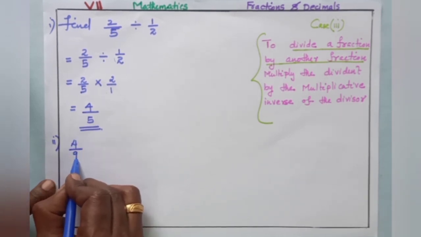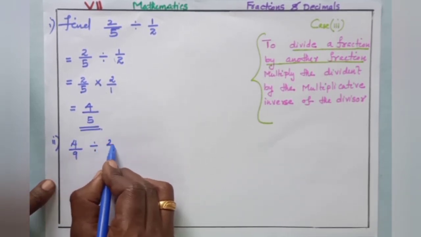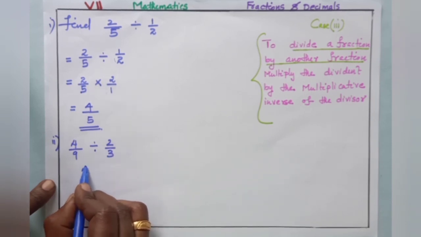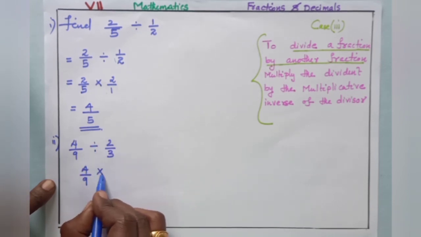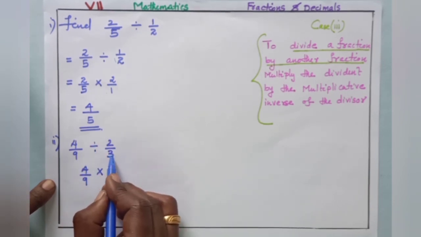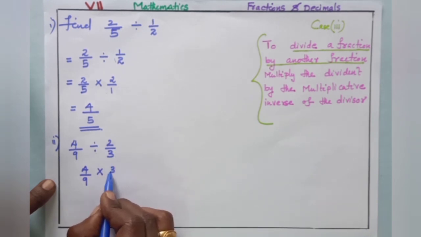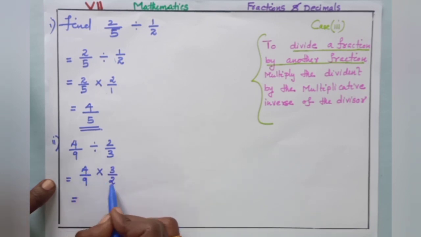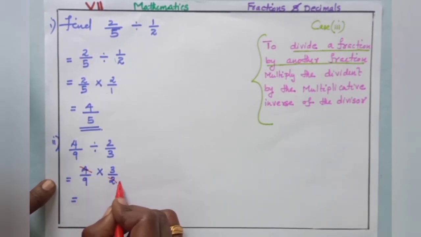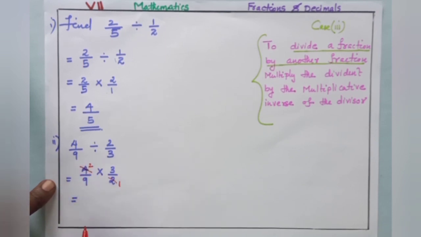4 by 9 divided by 2 by 3. So division changes into multiplication. This is the divisor, the second fraction. Take the reciprocal, that is 3 by 2. Then check whether any cancellation or simplification is possible here. 2 and 4, so we can cancel by the highest common factor. 2 and 4, 2. 2 1 times, 4 2 times.